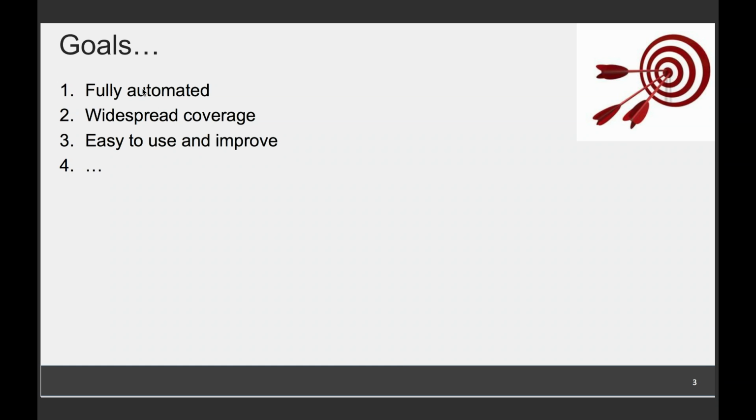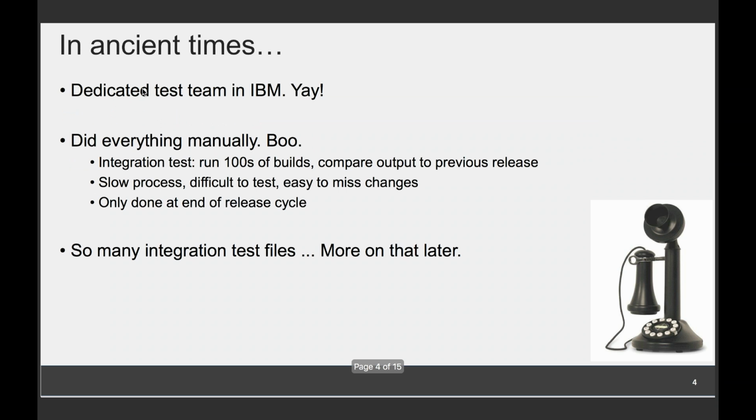So, to start off, the goals with how we test, and again, this is how we do testing of the toolkit code as a piece of software. As much as possible, we want it to be fully automated, have widespread coverage, and ideally easy to use, and even better, improve. Have I missed anything yet? Nope. Okay. Told you this was going to go quickly.